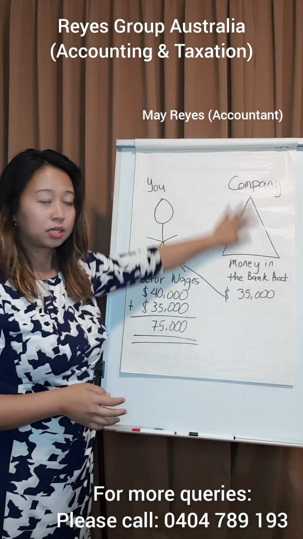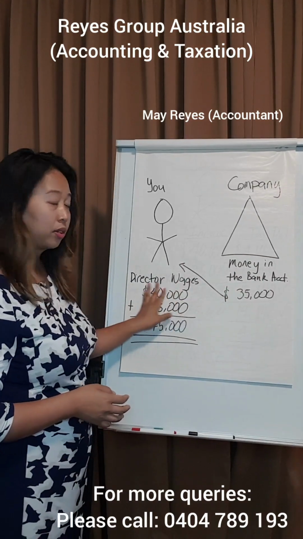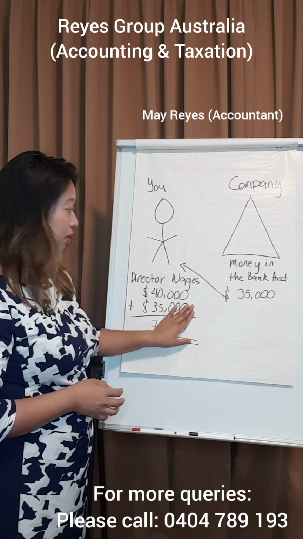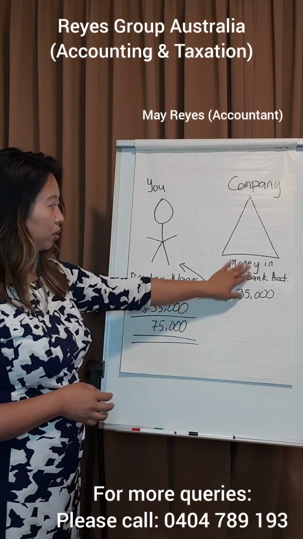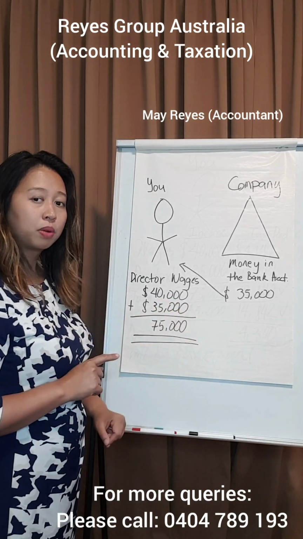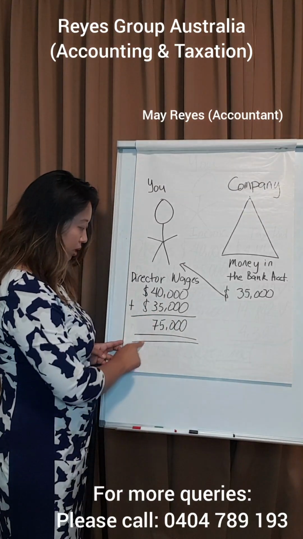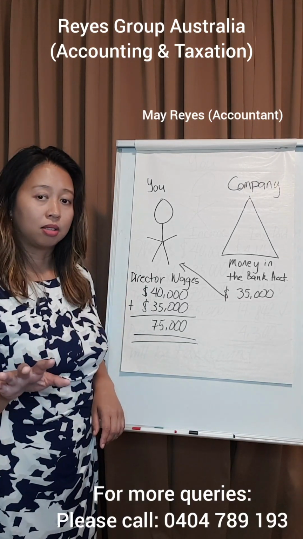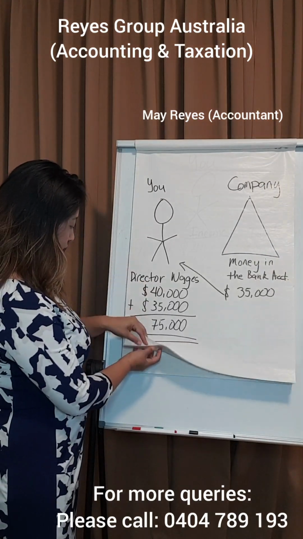So let's look at this typical scenario. This is you and this is your company. As a director of your company, you decided to have wages of 40,000 from your company. So, how much money is sitting in the bank account? 35,000. This is what most people get confused about. Hey, the 35,000, I would like to have that as income, so my income is now 75,000. Hang on, that's wrong. I'll show that to you in further detail.